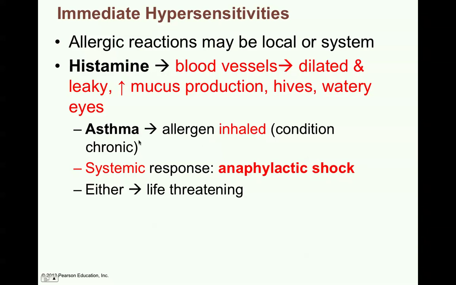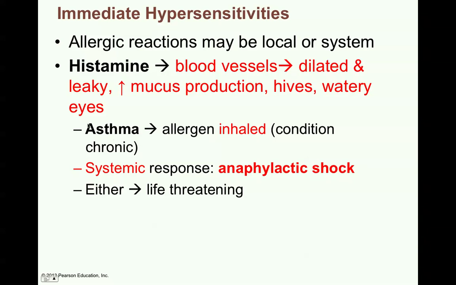If somebody has asthma, that's usually a chronic condition, so they're particularly sensitive in their airway to certain allergens or conditions. A systemic response means throughout the body. This is called anaphylactic shock. Blood pressure plummets, and this is life-threatening.